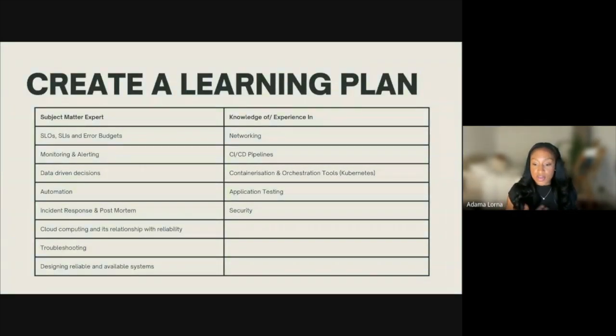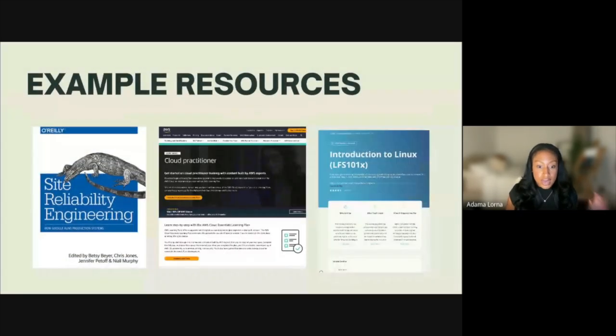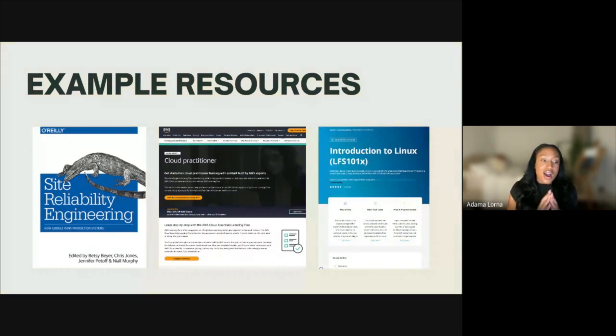Some of the key skills that we've spoken about today, create your own learning plan around them. Feel free if you want to screenshot that or take that away with you and use that as your starting point. Here are some example resources that you may employ. I highly recommend this Site Reliability Engineering book. It's one of the ones that I've used and it's been extremely useful in my process.